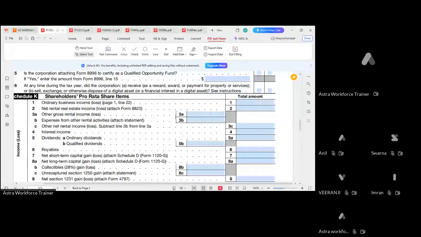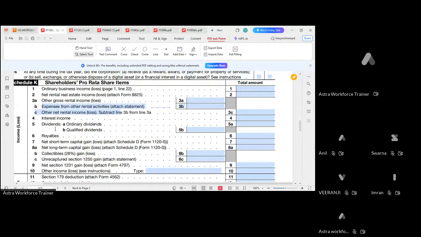And this is the shareholders' pro rata share items: ordinary business income or loss, net rental real estate income or loss, and gross rental. So everything is updated over here, and ordinary dividends, qualified dividends. What does ordinary dividend mean? It is the exact amount the borrower is getting from dividend income, and the qualified is how much of it is the borrower's qualified dividend.